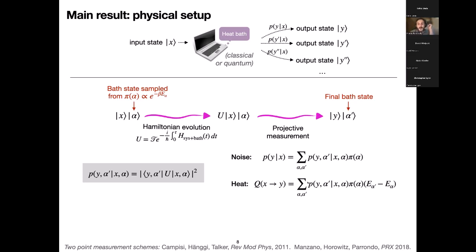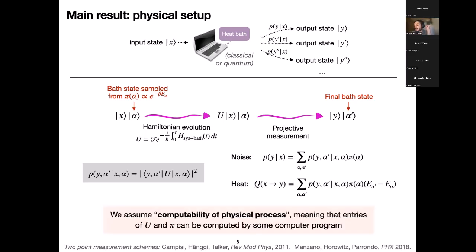And we're going to make the following assumption, which is, I think, somewhat unusual to many of you, but which is one of the core ideas here. We're going to assume that the physical process, and by physical process, what I mean is the unitary that's implemented, the evolution, and the ensemble of the environment, the bath ensemble pi, we're going to assume that these two objects are computable, meaning there's some computer program that can spit out their coefficients to any precision we would like.